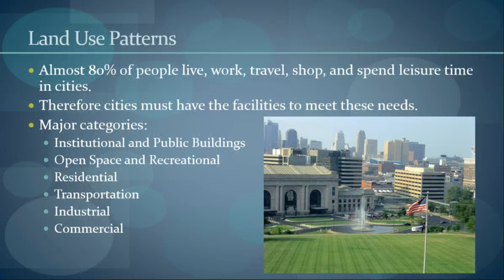All right, now land use patterns. Who's doing what and where? So almost 80% of people live, work, travel, shop, spend leisure time, and so on, in cities, okay? So cities have to have the infrastructure to make sure that they can supply all of these services. And so when you start looking at what are those services, you're going to have the public buildings, right? Institutional buildings, open space, recreational areas, houses, residential or apartments, transportation, roads, public transportation, whatever, industrial stuff, whatever that may be, and commercial stuff. And we're going to define all that in a minute.